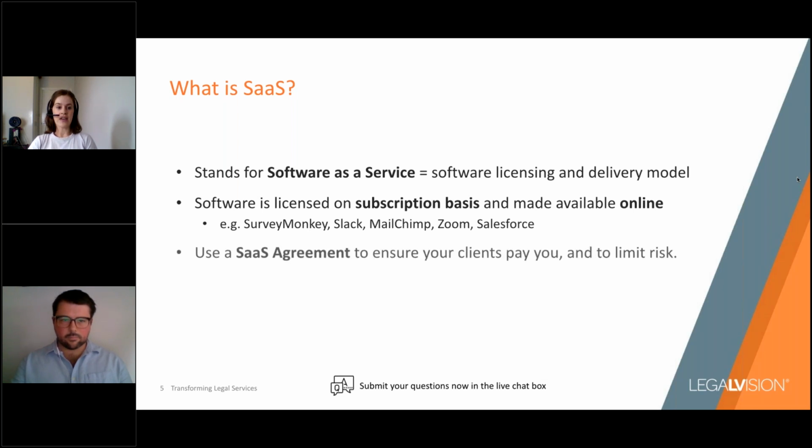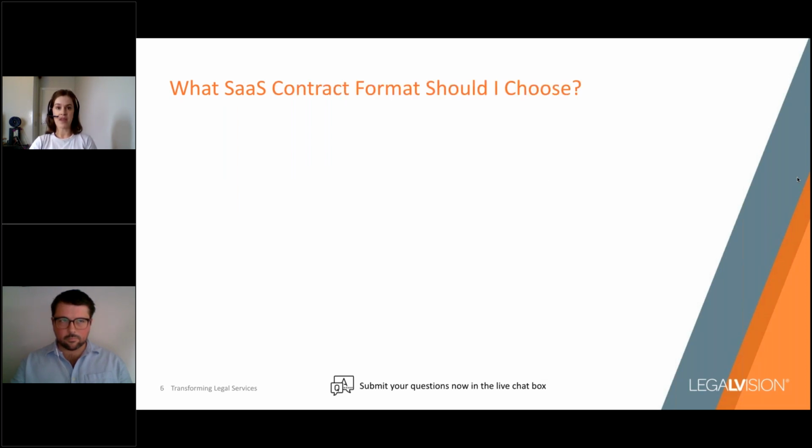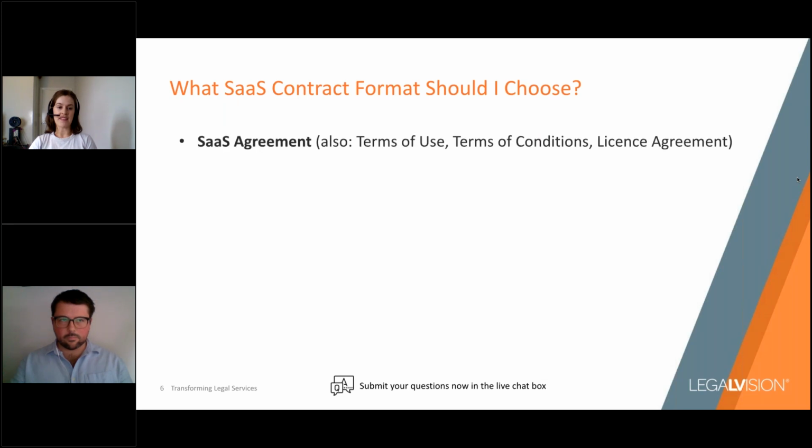Okay, so first things first, you really need to decide on the format of your SaaS contract. We're all familiar with a business needing a set of terms and conditions or a contract, and a SaaS business is no different. So we often refer to this contract as a SaaS agreement, but it can be referred to as lots of things. So terms of use, terms and conditions, a license agreement. It's less about what it's called and more about what's actually in it.